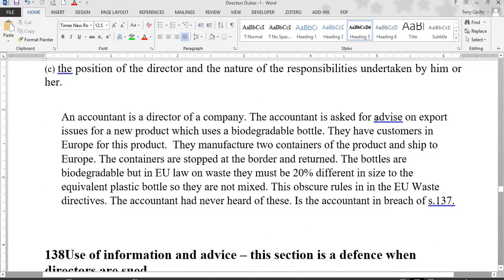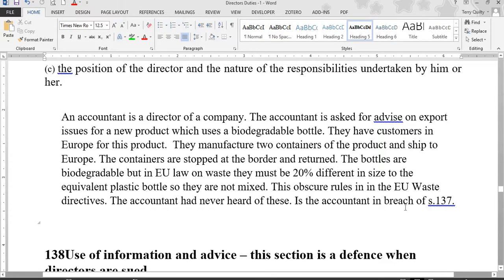An accountant is a director of a company, and he's asked to advise on export issues for a new product with a biodegradable bottle. The customers are in Europe for this product. They manufacture it, and it's stopped at the border because, if you read through the facts, the EU has what are called waste directives, and these specify certain things to do with recycling, and they don't mix waste streams. The rules are not that obscure in reality, but they will result in such products being returned at the border, even though they appear to be biodegradable, they still don't comply with the EU waste rules.